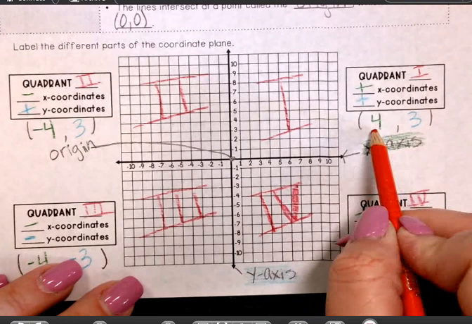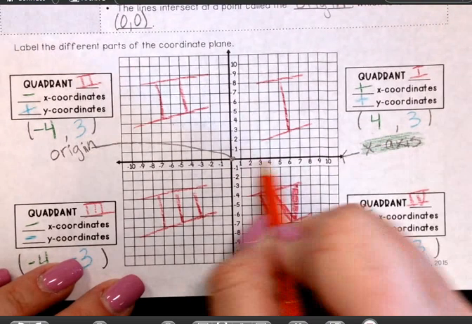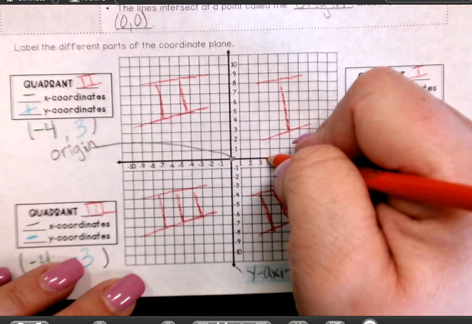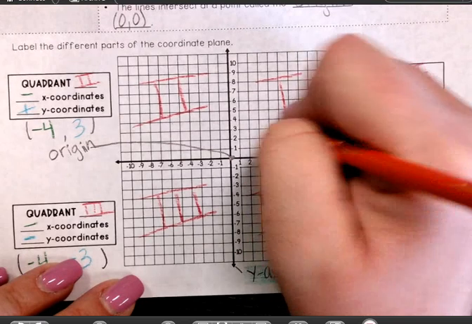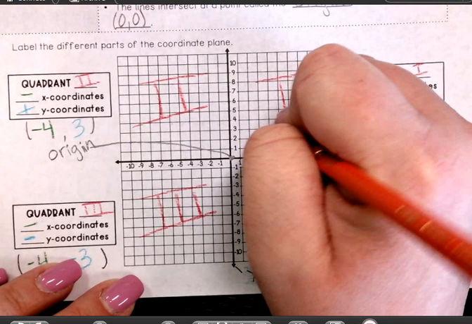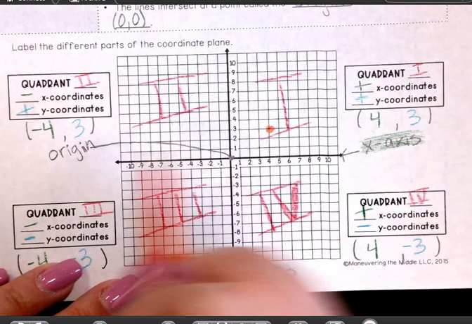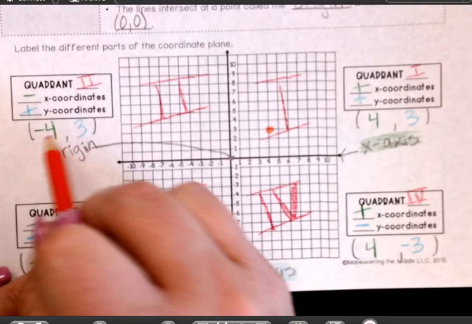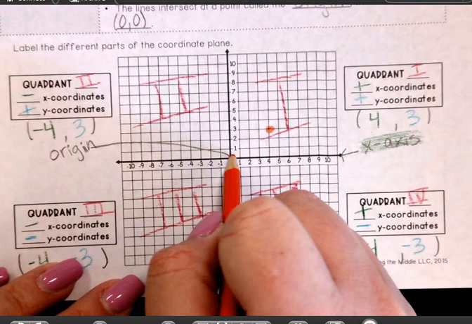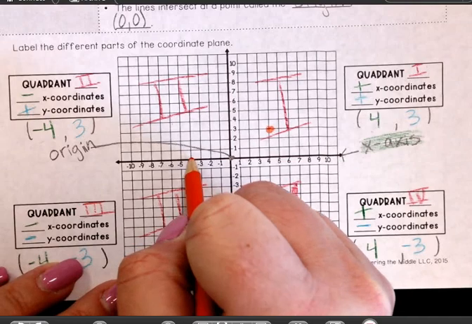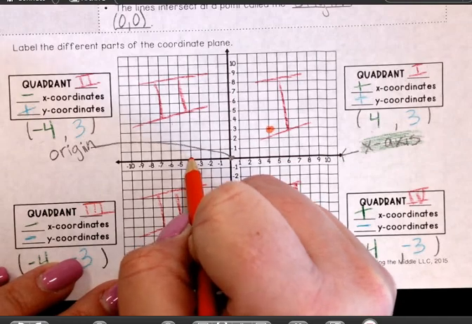So positive 4, positive 3. So I'm going to come over 4 and up 3. 1, 2, 3. Now I'm going to go negative 3, negative 4, positive 3. So I'm going to come to origin. I'm going to go negative 4 and up 3. 1, 2, 3.